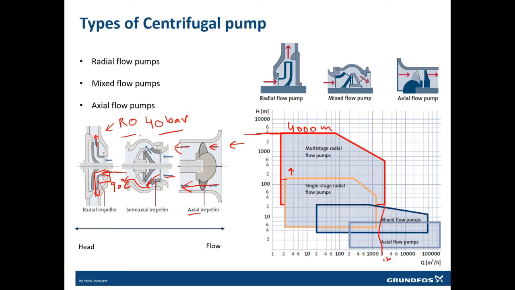So in RO plants, we usually use radial impellers, but axial impellers are used in municipal water pumps or big wastewater pumps, or the pumps used to move the direction of the river. Sometimes the flow required is thousands of liters per second, but the head required is only 2 meters, 3 meters, 4 meters. For this kind of application we use axial flow pumps or axial impellers.